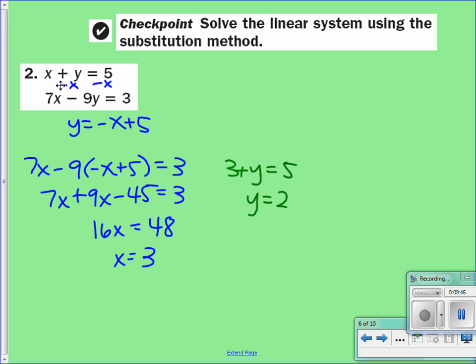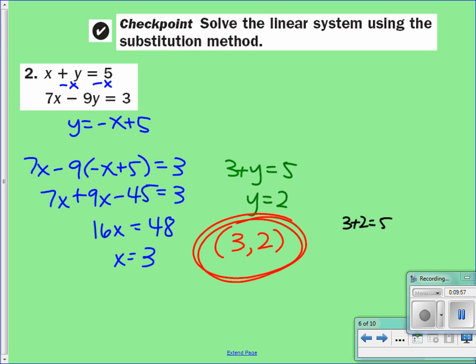My answer for my ordered pair: my x value is 3, my y value is 2. Let's check to make sure that that actually works. 3 plus 2 is 5. That works in the first one. And 7 times 3 would be 21 minus 18, and that equals 3. So we are good in both equations.